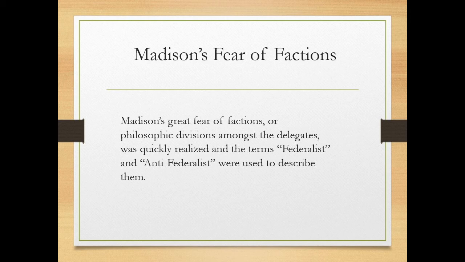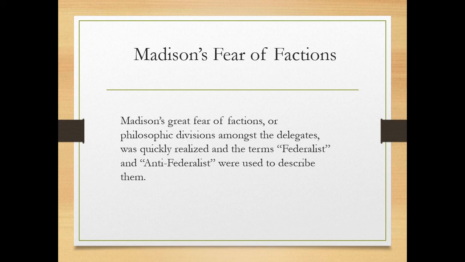A faction is simply a subset of the whole who might hold a distinct idea or a separate idea from the rest. So we have this class as a whole, and obviously there are going to be factions in this class. There are going to be factions of those people who are Red Sox fans and those people who are Yankees fans, right? So that would be a faction of the subset, right? A part of the whole.